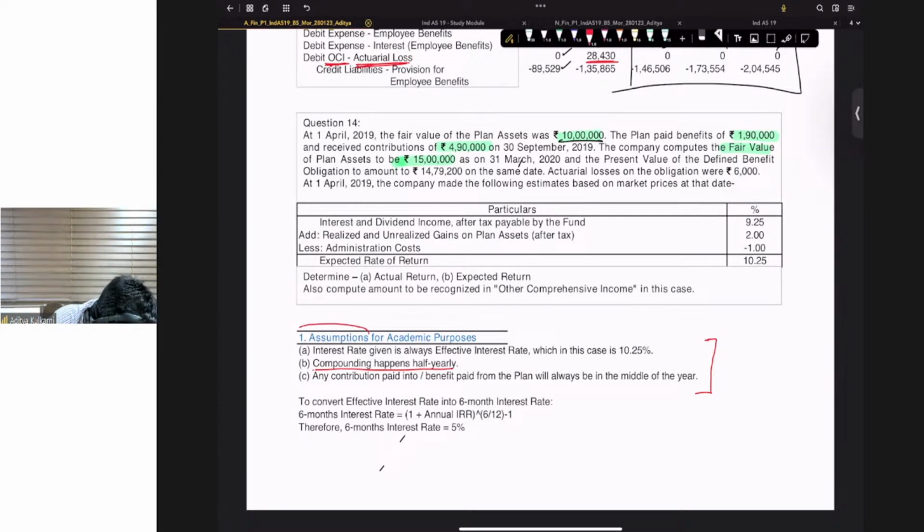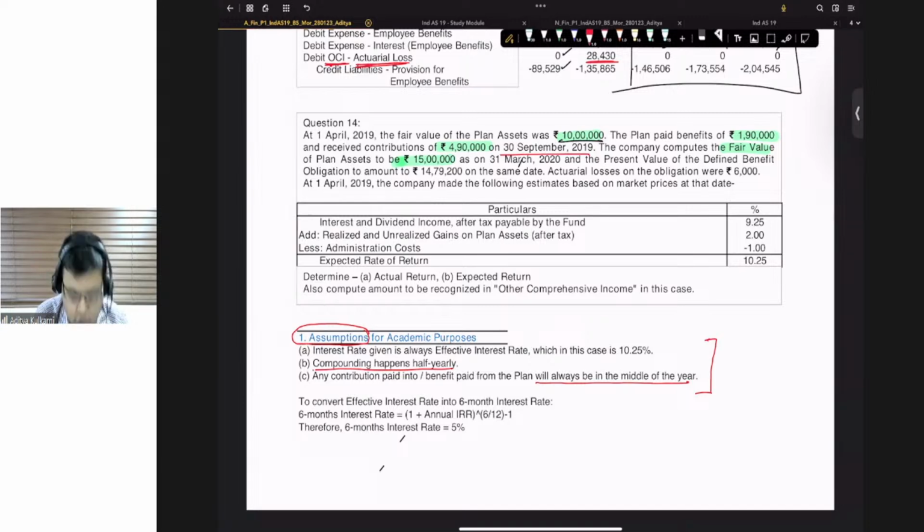So I have just given you the working under the heading assumptions for academic purposes. Any contribution paid into or benefits paid from the plan will always be in the middle of the year. Initially, this question did not have this date given, 30th September, this date was not given. So this was the assumption which was made, that it will be in the middle of the year. But now that assumption becomes redundant because the date on which the payment is made is given in the question.